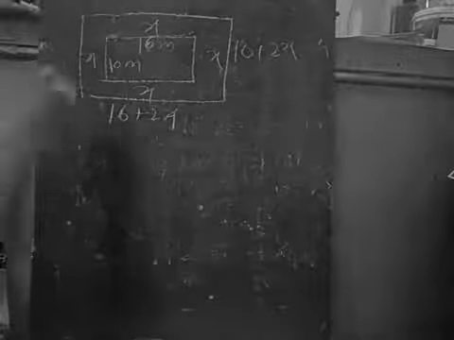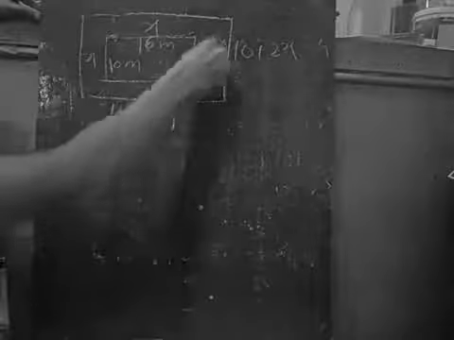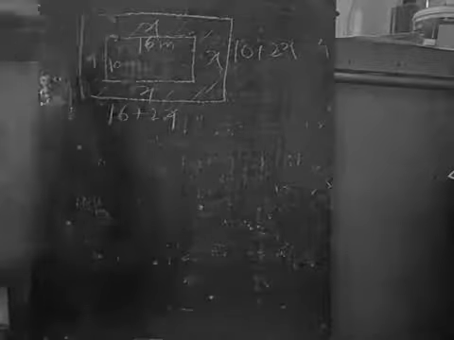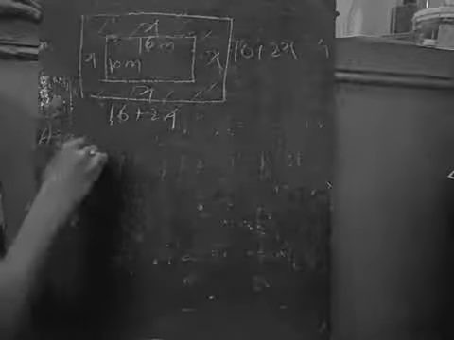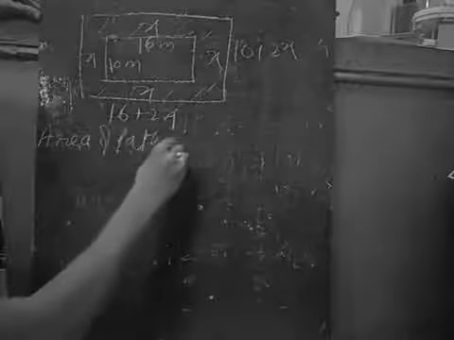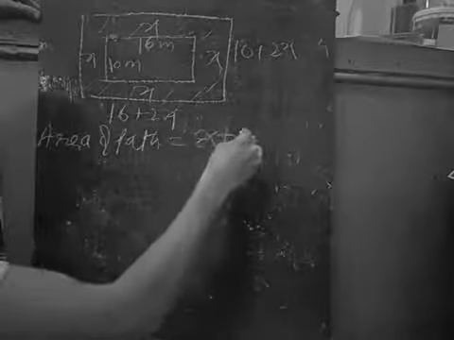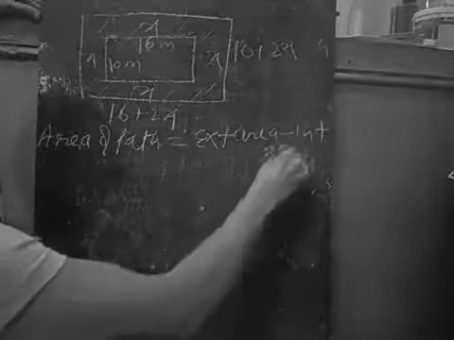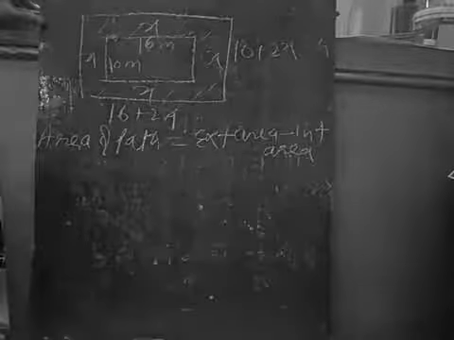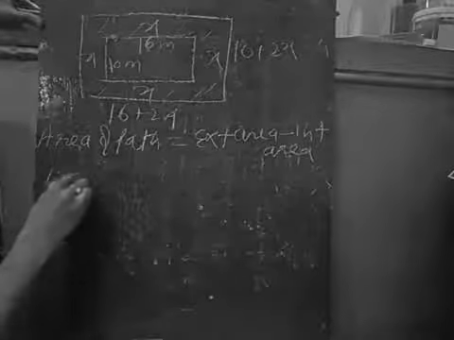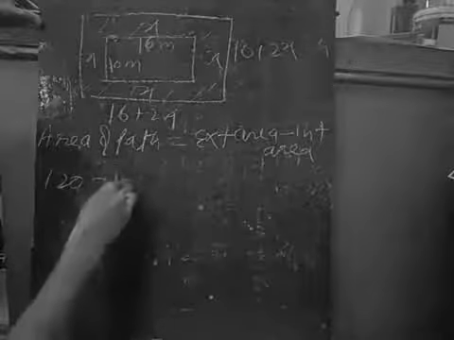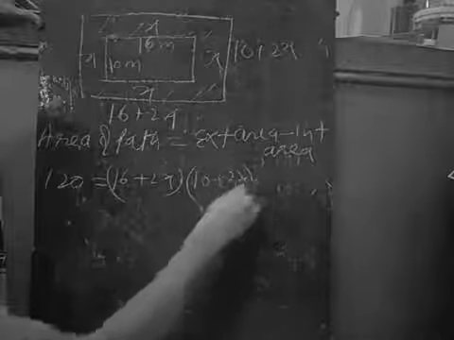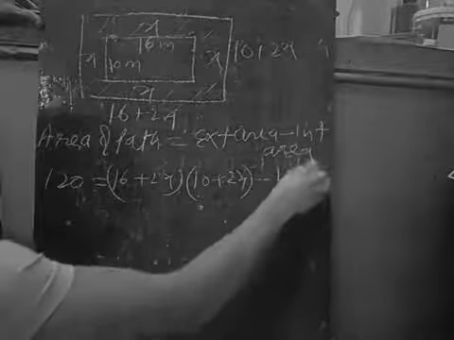So now, the area of the path. Where is the path? The path is this part. The area of this part will be external area minus internal area. So the area of the path, which is 120, is equal to the external area, (16 plus 2x) into (10 plus 2x), minus the internal area, 10 into 16.